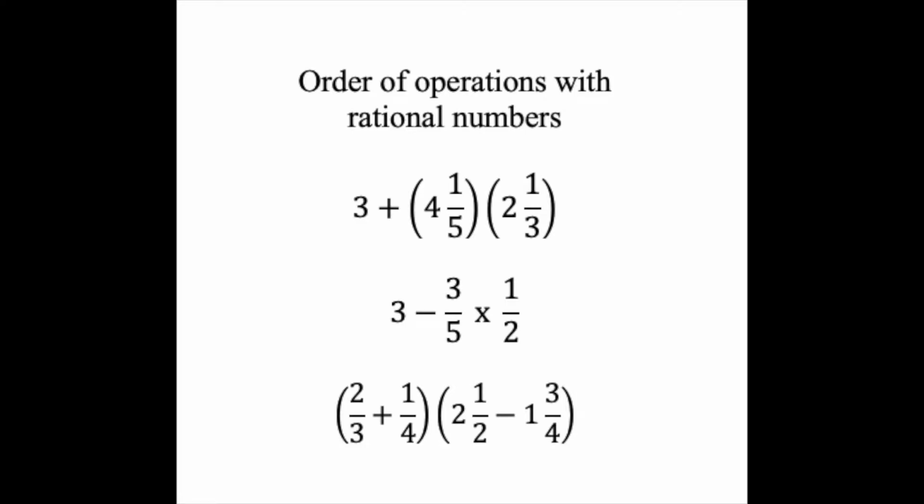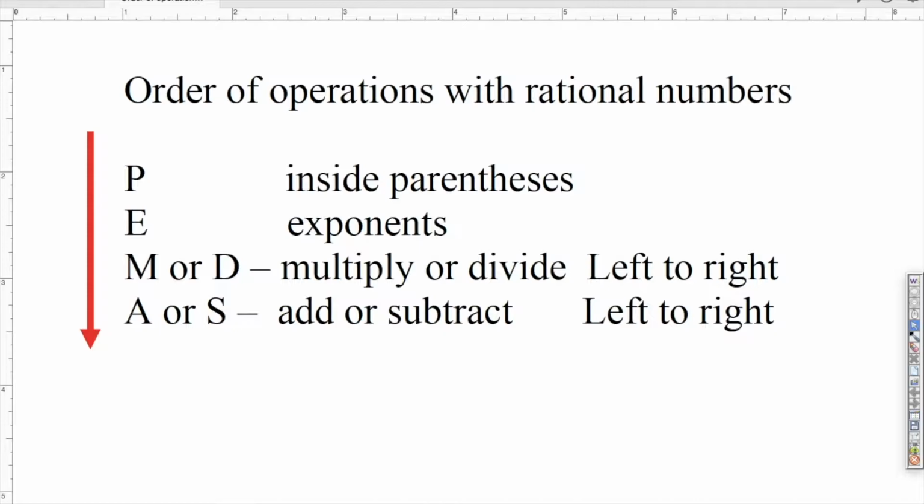and look at the order of operations with rational numbers. Let's review our order of operations before we begin. Remember, we begin with inside our parentheses. Next, we do exponents. Next, we multiply or divide, depending on whichever one is left to right. And the last thing we do is add or subtract, again, left to right. So take a moment and copy down these notes if you need to.